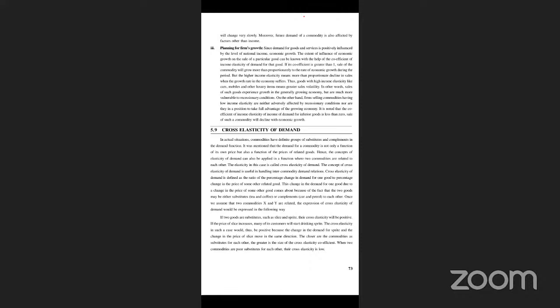And this is used mainly in handling inter-commodity demand relations. This is again the same concept: the ratio of the proportionate change in the demand of one good to the change in the price of some other good.